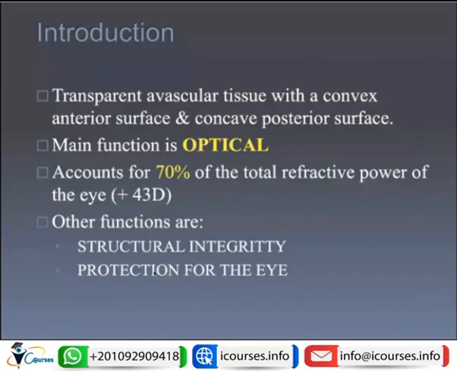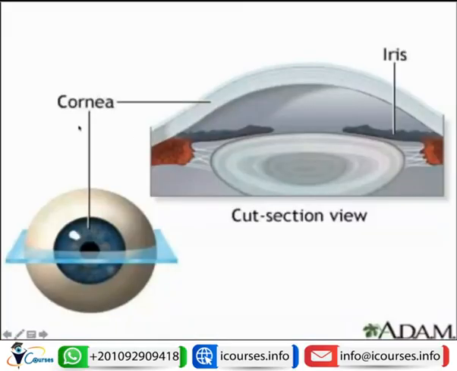So the cornea accounts for the structural integrity of the eye, and it is responsible for many functions regarding the protection of the eye, as we will mention in the physiology. So here is the eye, and we now have a cut section. A cut section of the eye will reveal this view. This is the cornea. This is the anterior chamber, the iris, the lens, the ciliary body, and here are the zonules.